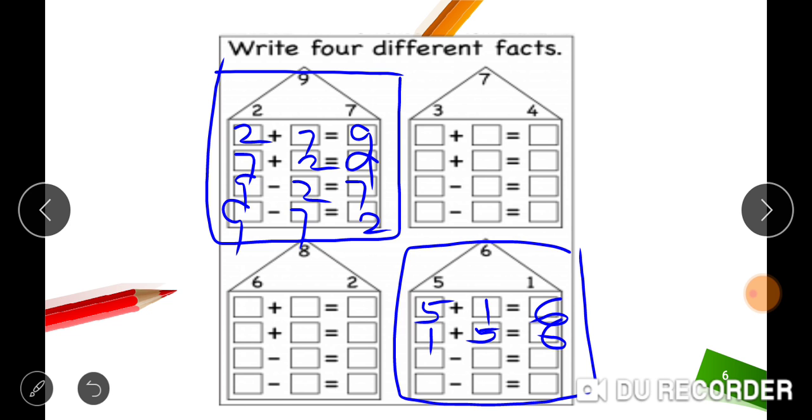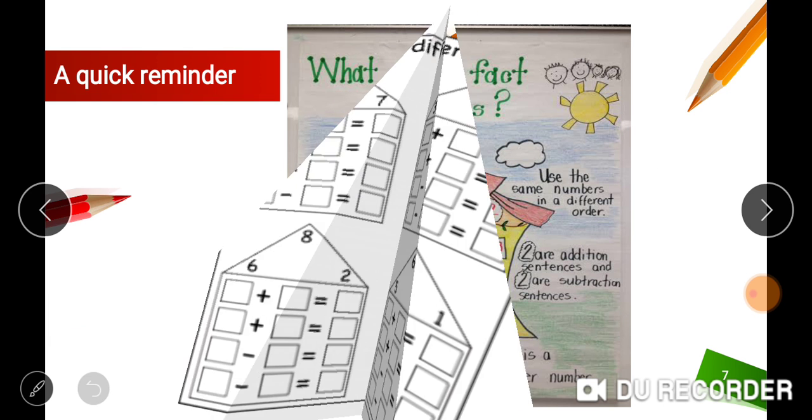Now for subtraction, remember, it is the biggest number that comes first. And what is the biggest number out of the 3 numbers? It is 6. 6 take away 5 equals, what's the number there? 1. 6 take away 1, what's the number there? 5. Okay, so you have to keep practicing and practicing this until you master it.